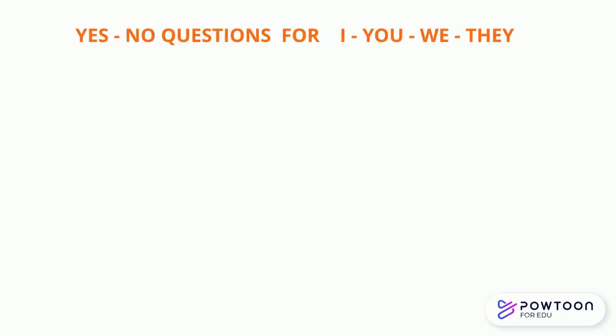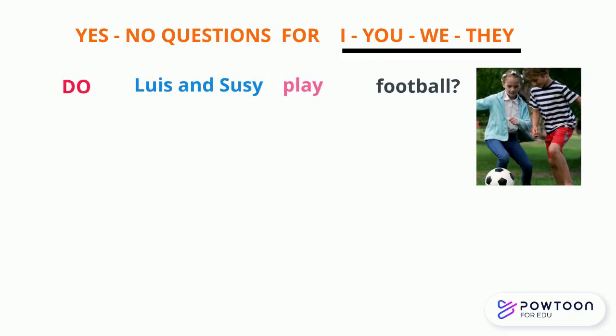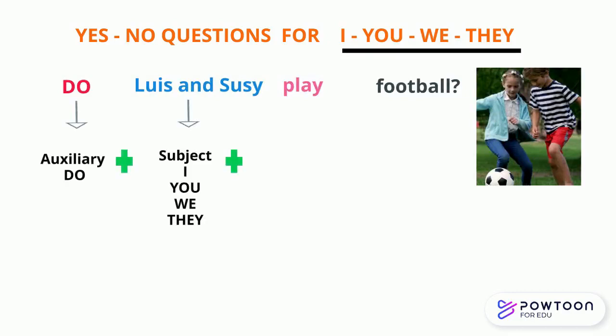Don't forget, guys, for I, you, we, and they, the auxiliary is do. For example, do Luis and Susie play football? In this case, the auxiliary do first, then the subject I, you, we, or they, then the verb in base form, the complement, and the question mark.